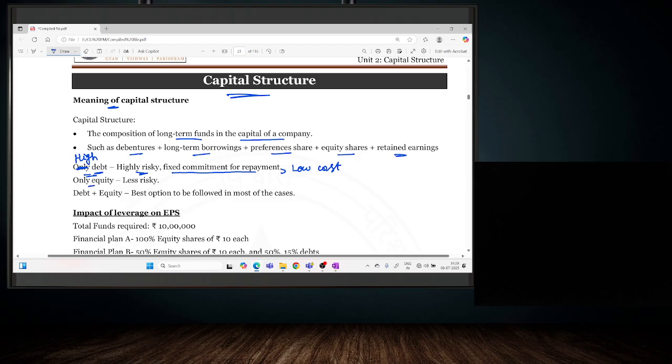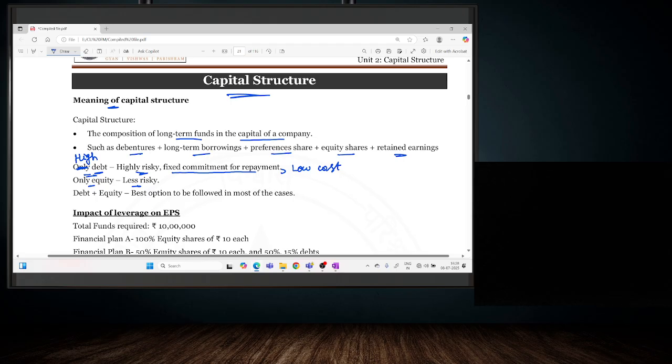If a company is having only equity, it is considered to be a less risky company. Why? Because there is no fixed commitment for repayment, right? It is not mandatory, or it is not a statutory obligation for the company to pay dividend. Payment of dividend is completely at the discretion of the company, right?